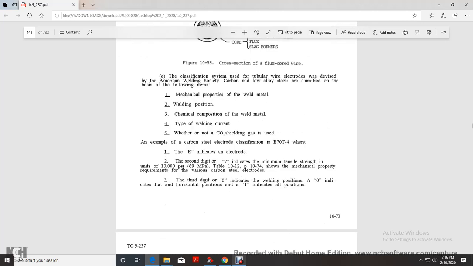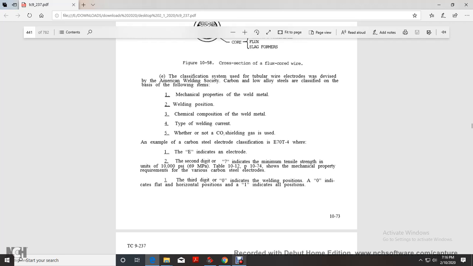Alright, the classification system of tubular wire electrodes was developed by the American Welding Society. Carbon and low alloy steels are classified on the basis of the following items: the mechanical properties of the weld metal, welding position, chemical composition of the weld metal, type of welding current, and whether or not CO2 shielding gas is used. For example, in the carbon steel electrode classification E70T-4, the E indicates the electrode, and the second digit, 7, indicates the minimum tensile strength in 10,000 pounds.